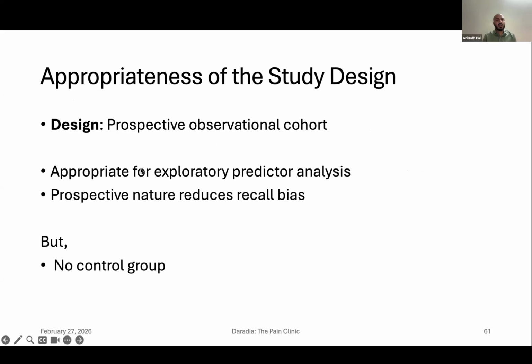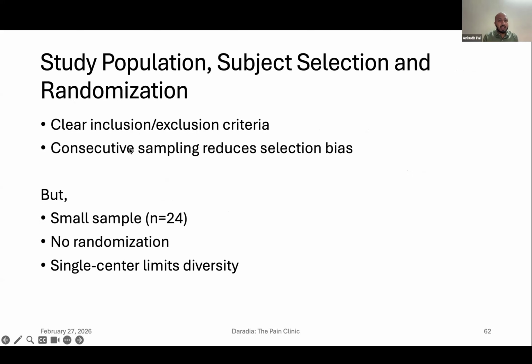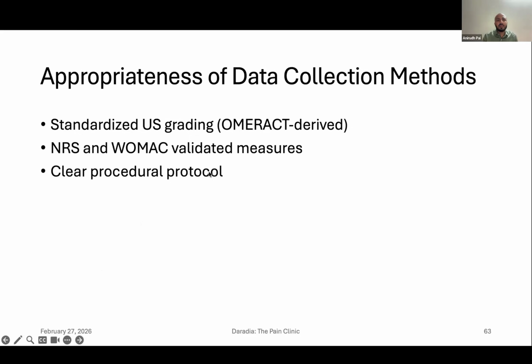The study design was appropriate, and this was prospective. But one thing to note is that there was no control group. But then this is the first study, and the sample size was also very small. The inclusion and exclusion criteria were clear, and consecutive sampling reduces selection bias. However, no randomization was done, and all the data collection methods were appropriate.